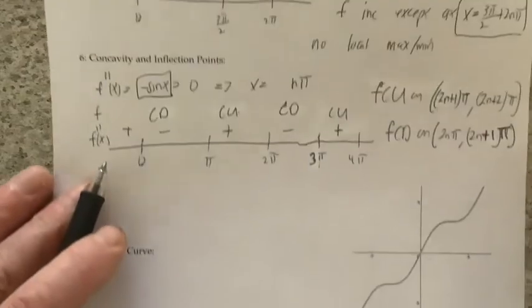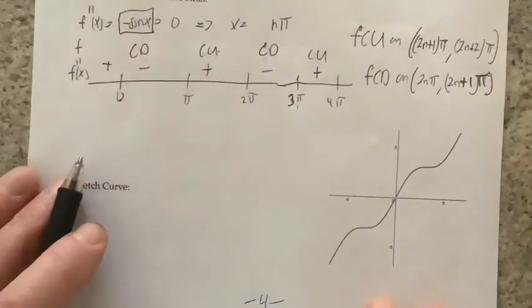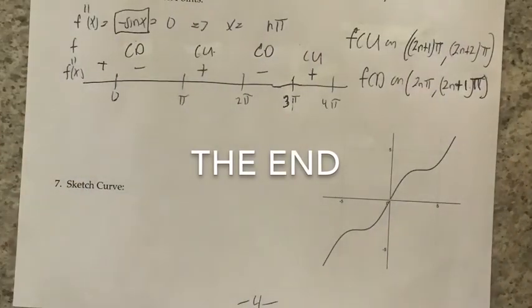All right, so the graph looks kind of like this. Interesting, huh? Kind of like a piece of some kind of lasagna noodle or something like that.